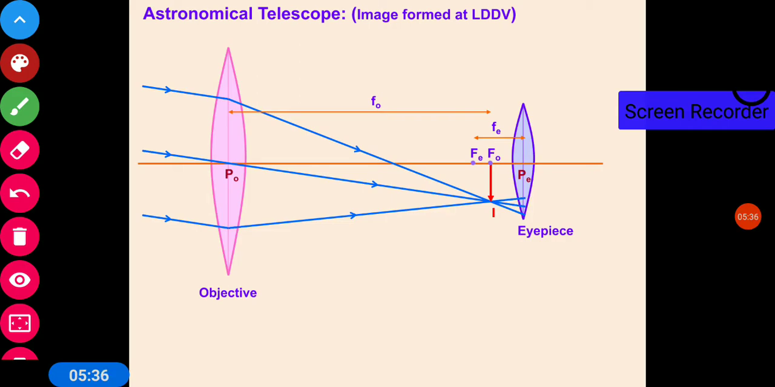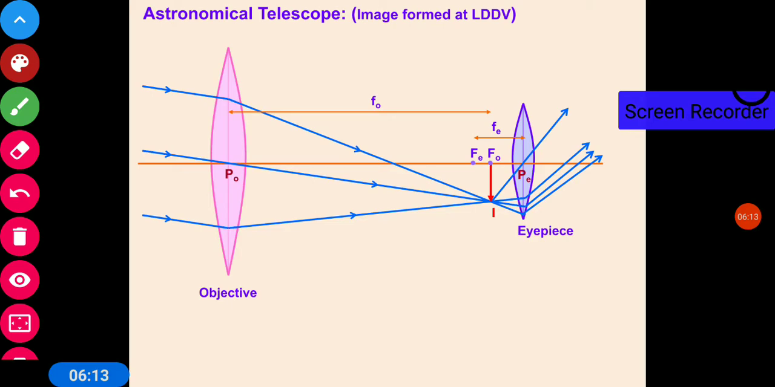Now this image will work as an object for the eyepiece. The adjustment of the telescope, or the distance between the objective and eyepiece, is so adjusted that this image falls inside the focus of the eyepiece. That is, here FE is at this point, and the image formed by the objective, I naught F naught, is inside the focal length of the eyepiece. This is the difference between the least distance and the normal adjustment.